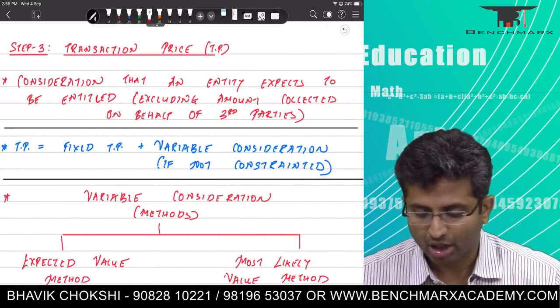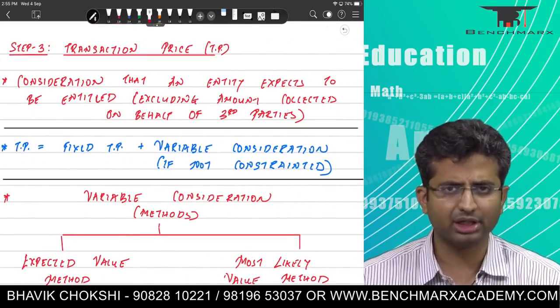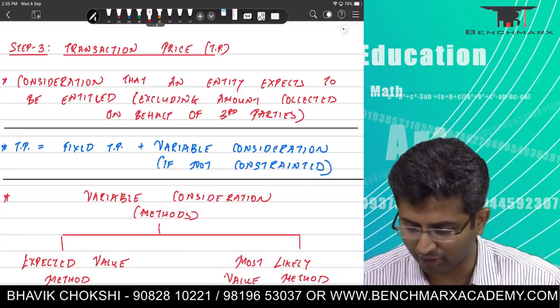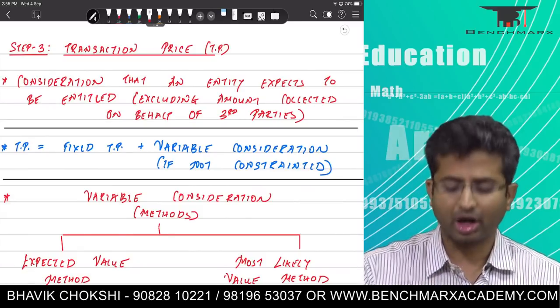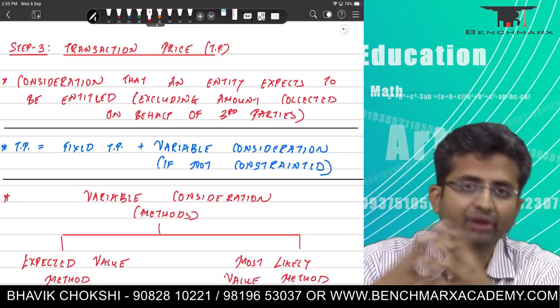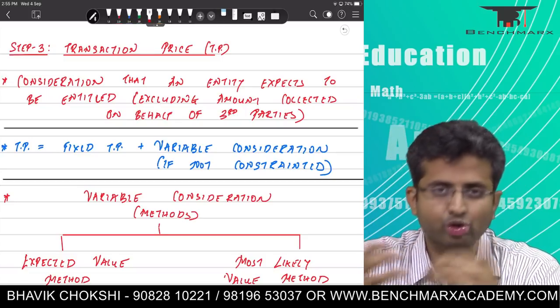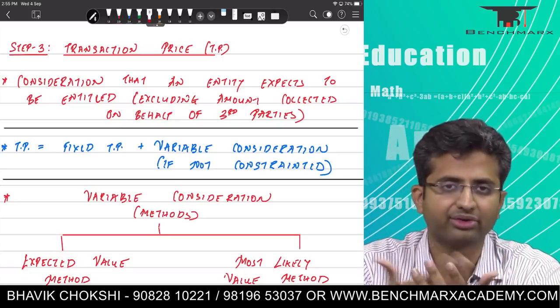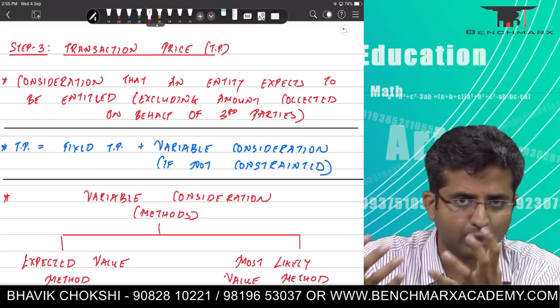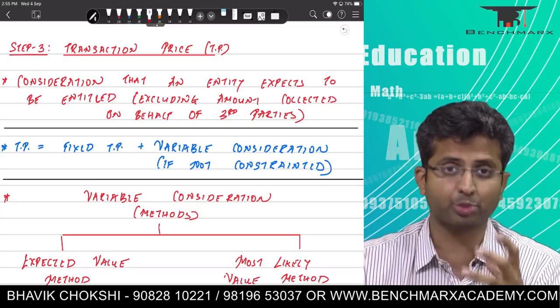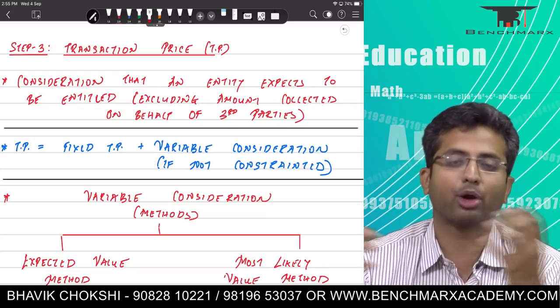Okay, then we go to step number 3. This is the transaction price. Now under transaction price, this is the total value. At what value should you record the transaction? Now usually we should say the value that is apparent on the invoice, that is the transaction price at which you should be recognizing the revenue. Now what is the problem in that?